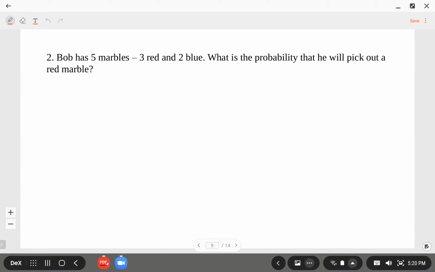So, on to our next one. Bob has 5 marbles: 3 red and 2 blue. What is the probability that he will pick out a red marble? I'll give you a few moments. This should be quite a fast answer. I assure you, these are just warm-up questions. The other ones will be a lot harder, and I'll give you more time to solve those.